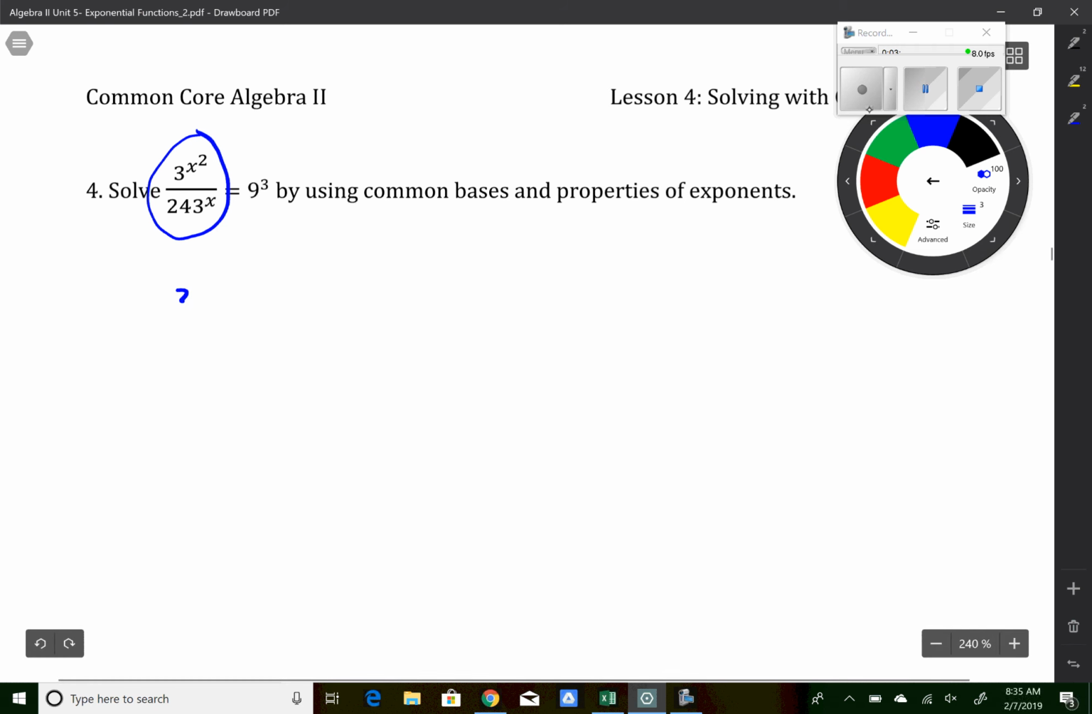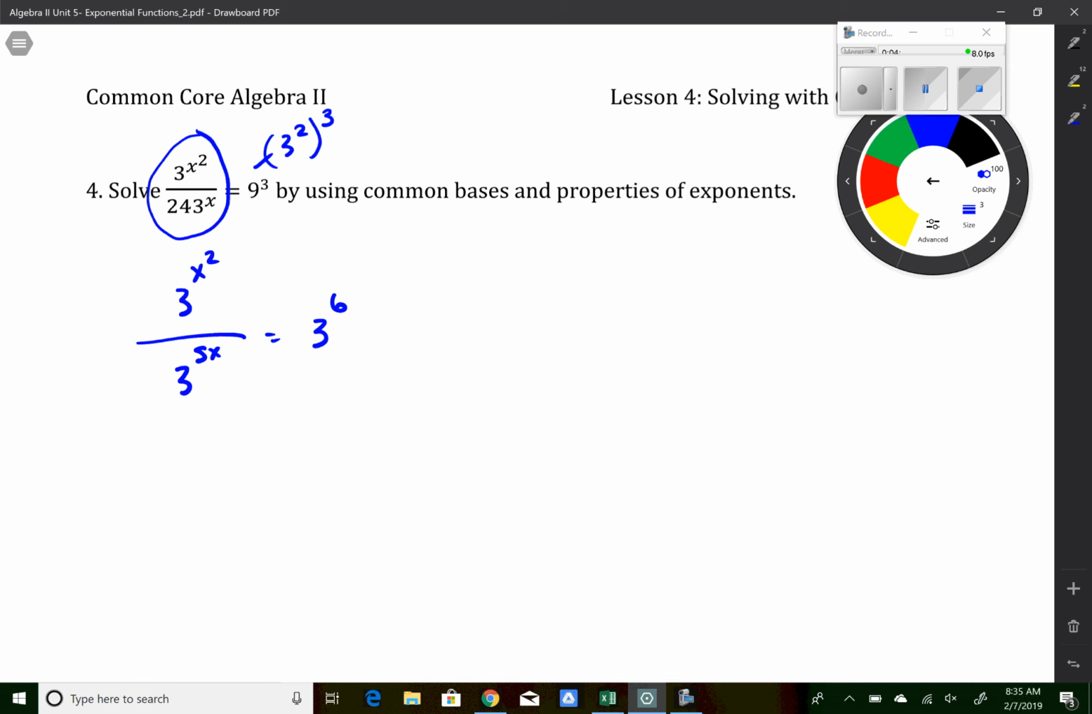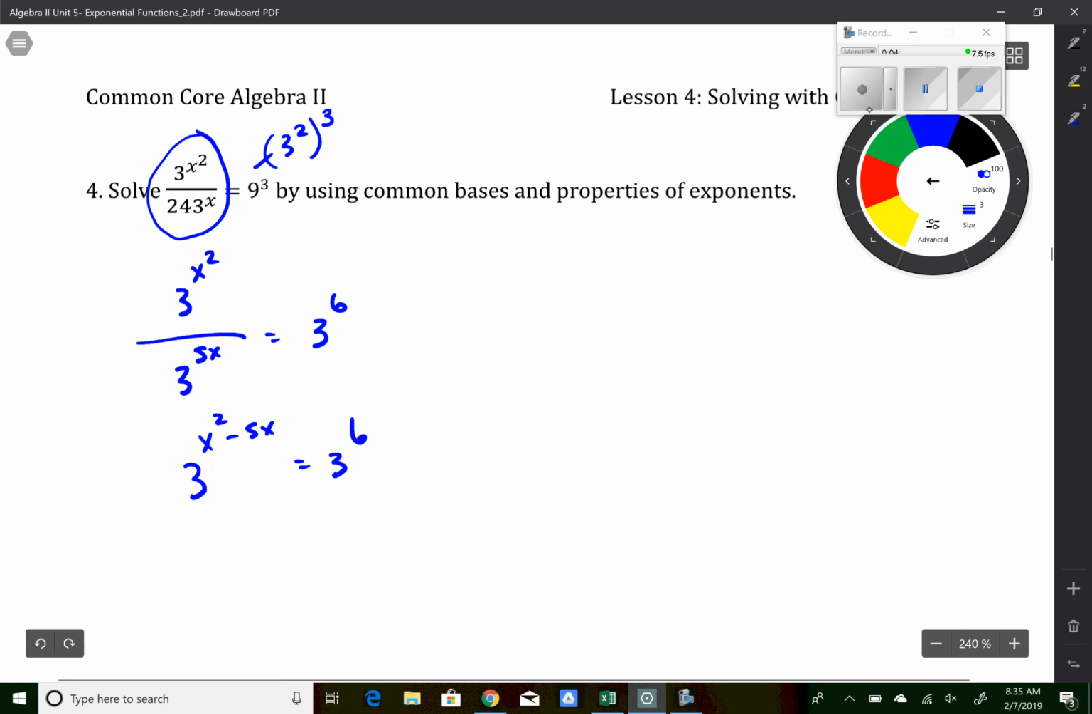So I could change that to 3 to the x squared as the exponent, and 3 to the 5x is equal to 3 to the 6th power. How am I changing all of that? Well, 9 is really 3 squared to the 3rd power. I know powers to powers get multiplied. In the denominator, 3 to the 5th power is 243. Powers to powers get multiplied. So now if I use my properties here of exponents, I could subtract these two exponents, giving me 3 to the x squared minus 5x equals 3 to the 6th power.